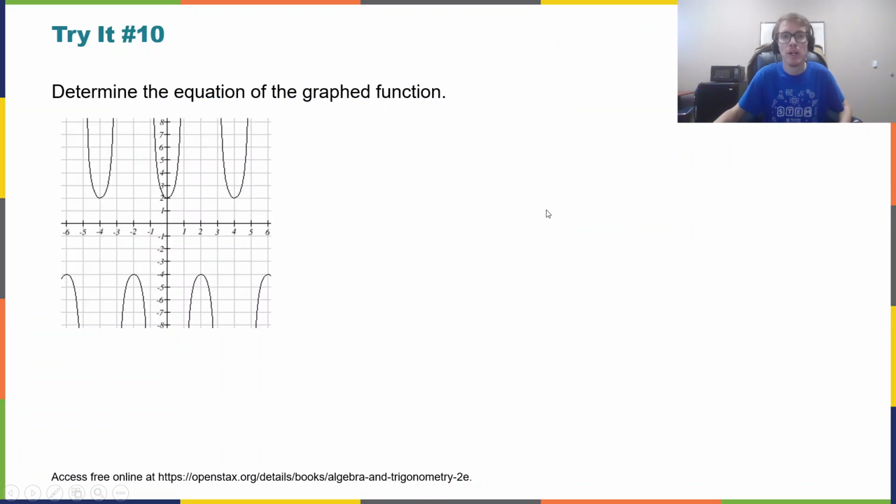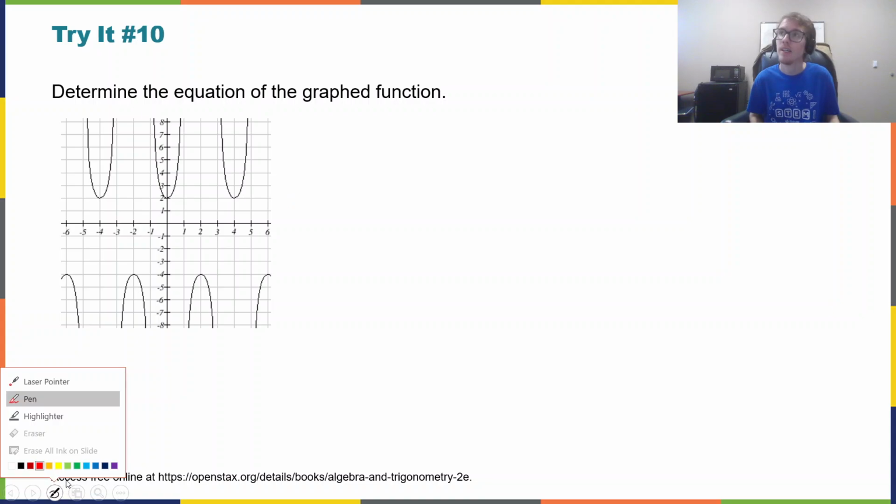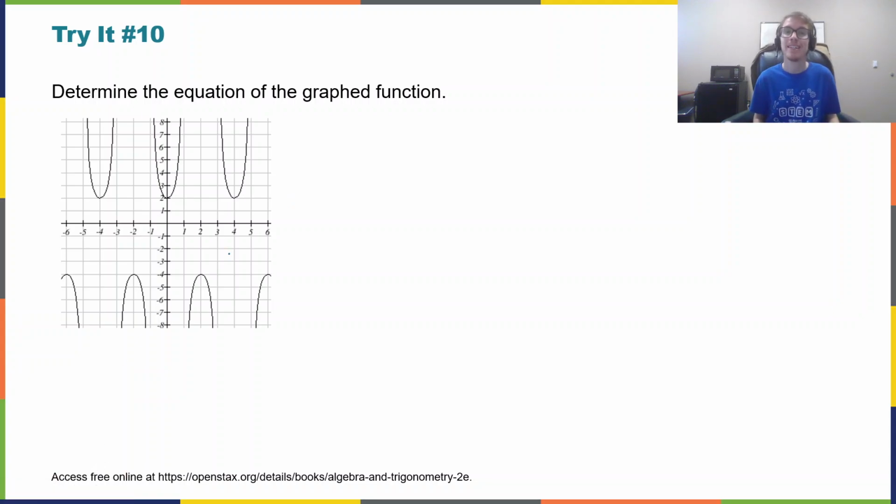Now our last question is determine the equation of the graphed function. So now that we have graphed all of these, hopefully we can tell very quickly that this is not a tangent or a cotangent. What we have to do is actually look at it. We can find the midline, look at the peak and the trough, and find halfway between them. So this has a peak of -4 and a trough of 2. So that looks like -1 would be the center of that.